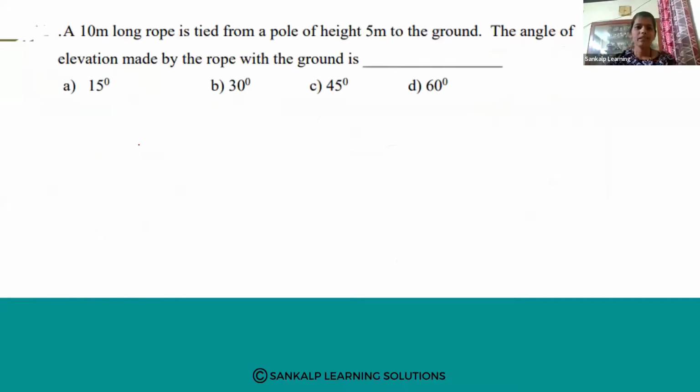Next. A 10-meter long rope is tied from a pole of height 5 meter to the ground. The angle of elevation made by the rope with the ground is what? What they have given in the question: a 10-meter long rope is tied from a pole of height 5 meter. So the height of the pole is 5 meter. And one rope is tied from the pole of height 5 meter to the ground.